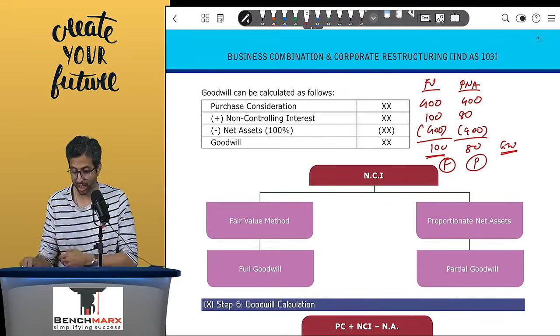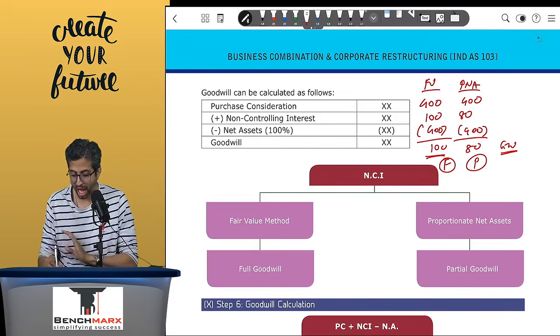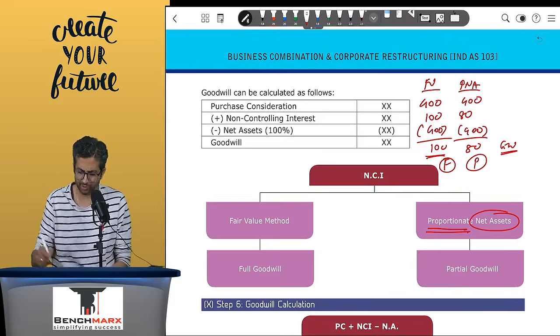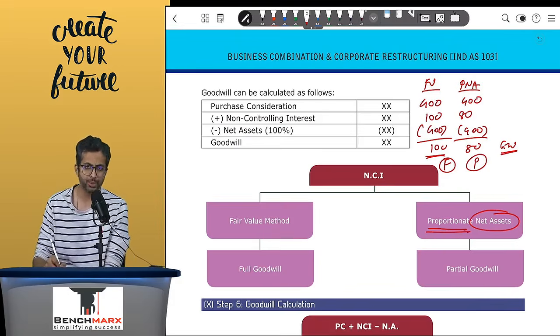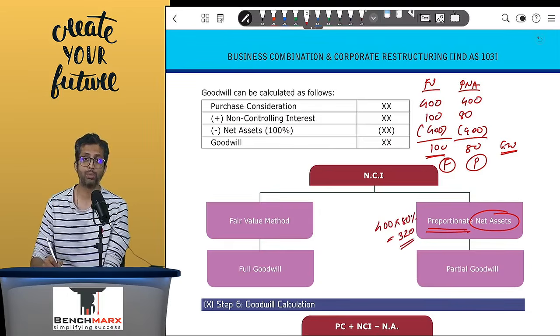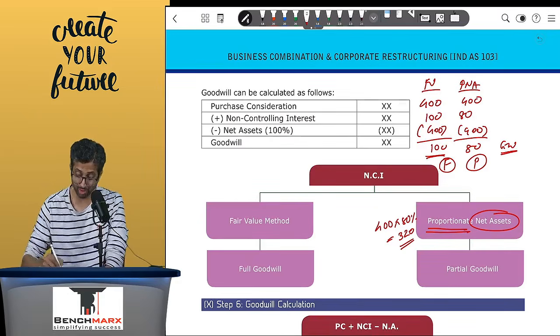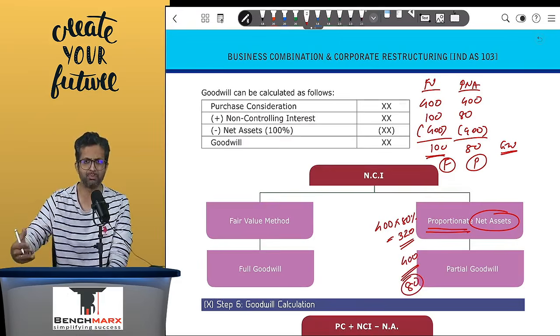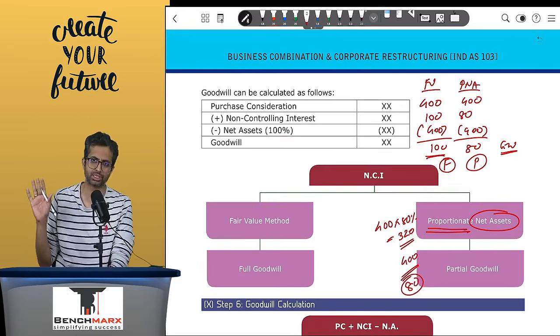Now why is this partial? Well, because in this case I am not looking at any premium in the NCI. I am saying that, well, you know what, I am acquiring a company which is having a net assets worth of 400, I am acquiring an 80% stake, so effectively I am getting net assets worth 320. But how much am I paying for this 320? Well, if a liquidation happens, I'll get 320 today, but for that I'm actually paying 400, and hence the difference of 80 is the excess I'm paying only for my 80% stake.